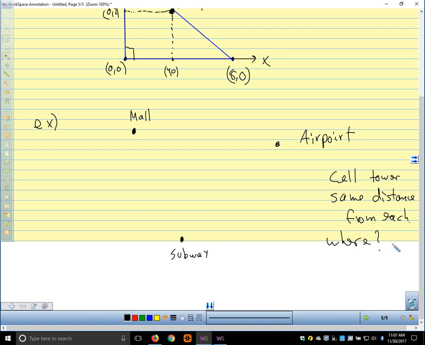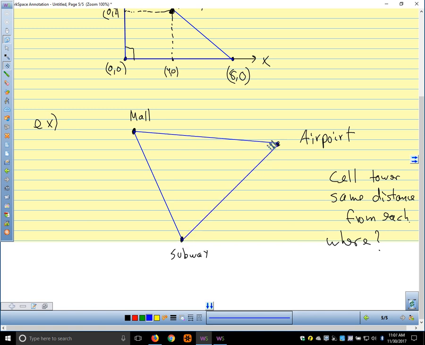Well, we're civil engineers. Our boss hired us because we engineers are supposed to know some math. So we use our math skills. What if we connected those 3 points? What do we get? A triangle. Let's draw the triangle. So we have a triangle with the mall, the airport, and the subway at the vertices. We want a point that is the same distance from each vertex of the triangle.